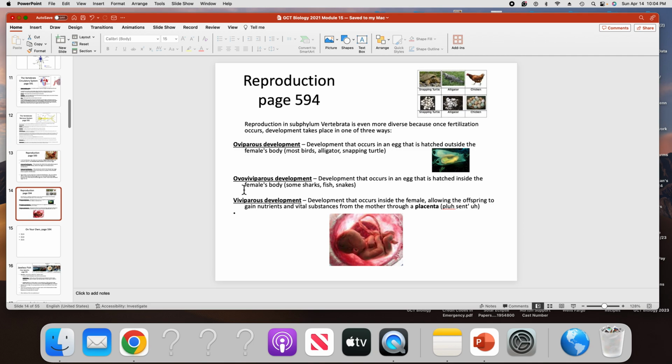Then you have ovoviviparous development. This occurs in an egg that's hatched inside the female's body. So that may include some sharks, fish, or snakes. And then finally, you have viviparous development. That occurs inside the female, allowing the offspring to get nutrients and vital substances from a mother through a part of the tissue called the placenta.